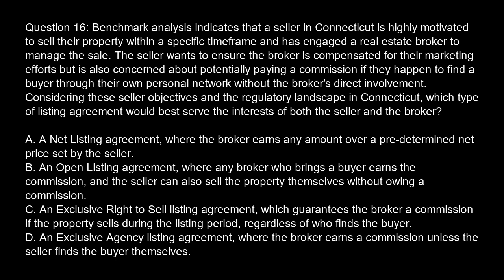Option C. An exclusive right to sell listing agreement, which guarantees the broker a commission if the property sells during the listing period, regardless of who finds the buyer. Option D. An exclusive agency listing agreement, where the broker earns a commission unless the seller finds the buyer themselves.